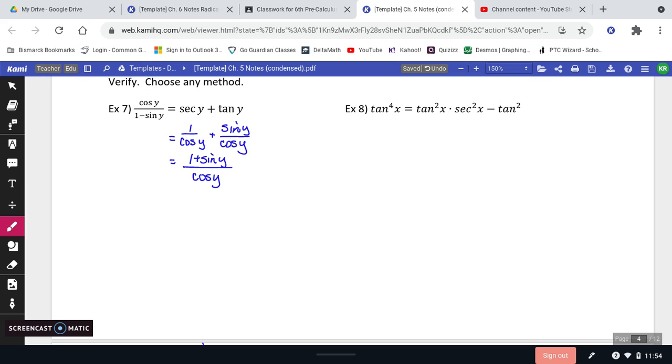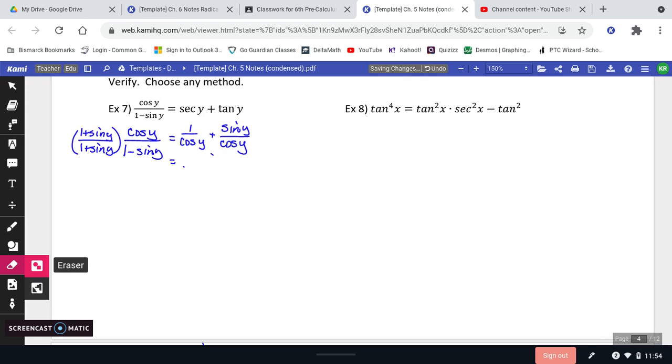What I'm going to do on the left side is multiply this fraction by 1 plus sine y over 1 plus sine y. And that's okay to do. I'm just multiplying by 1 in the form of 1 plus sine y over 1 plus sine y. Give myself a little bit more room here. The reason I want to do that is because if you look at this denominator and I distribute, that's going to become 1 minus sine squared y.